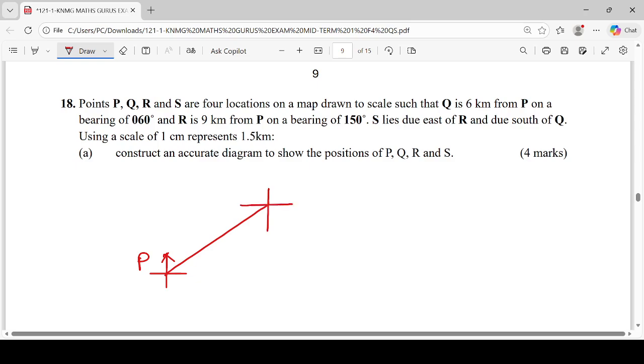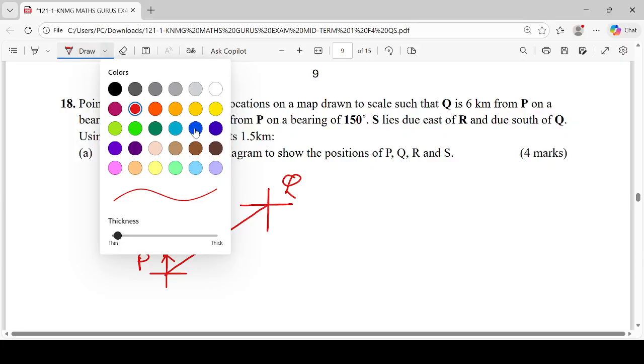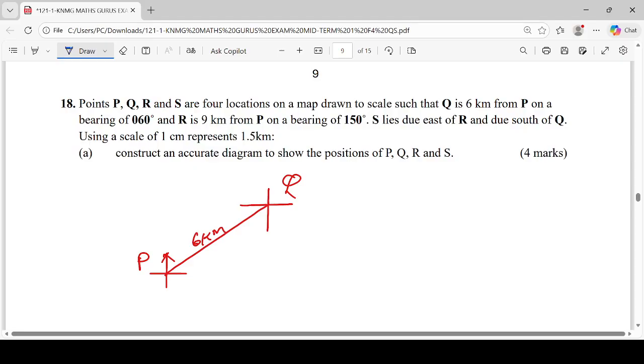So this is our Q, such that Q is 6 kilometers. So this is 6 kilometers. And when you measure this angle, it is 60 degrees from the North Pole up to here, 60 degrees, but that is 6 kilometers.